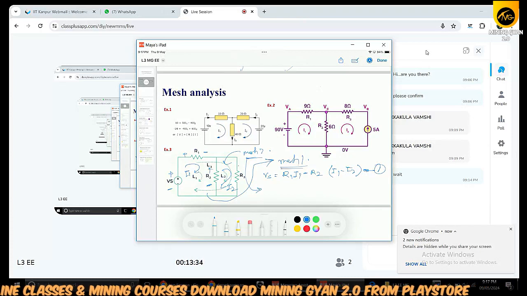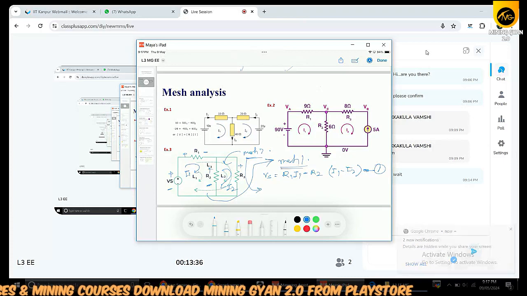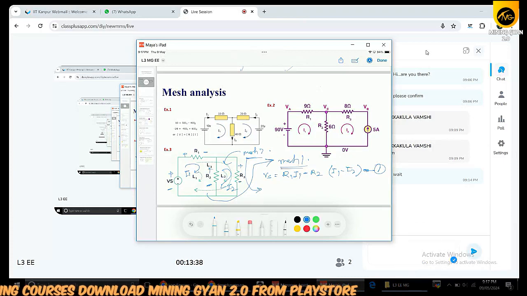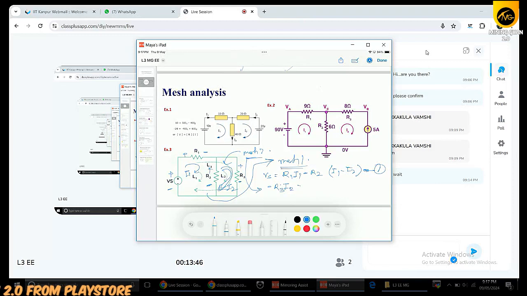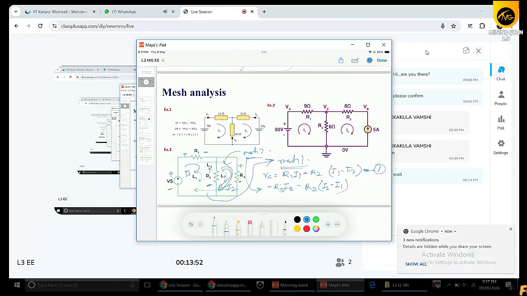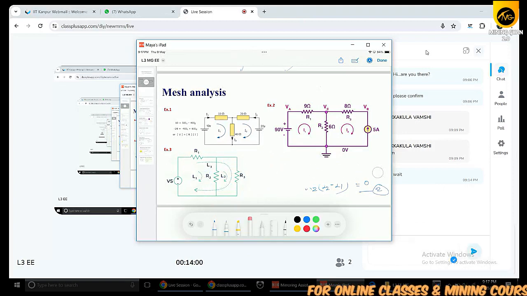Yes, this will be at higher potential and this will be at the lower potential. Now I am going in this direction. So how to write the equation? Minus R3 I2 minus R2 (I2 minus I1) equal to 0. This will be the second equation. So this is how you have to write the KVL equations for a given mesh.